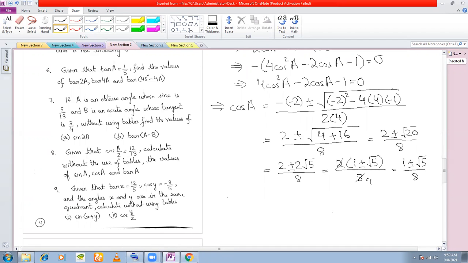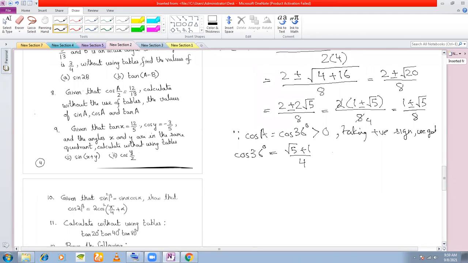So taking positive sign, since cos A is equal to cos 36 is greater than 0 because it's in the first quadrant, taking positive sign, we get cos 36 degree is equal to root 5 plus 1 by 4. But we did not need the value of cos 36. We wanted to find out sine 36. But since we know cos 36, we can find out sine 36.